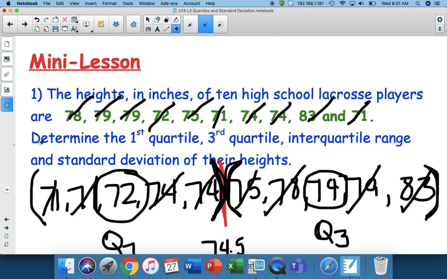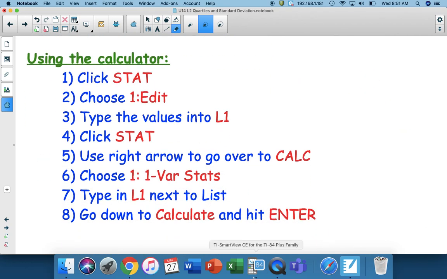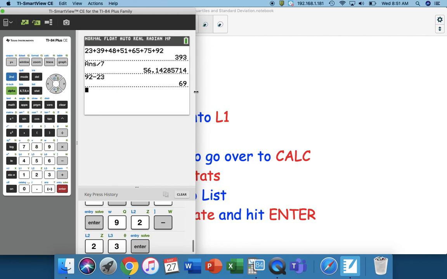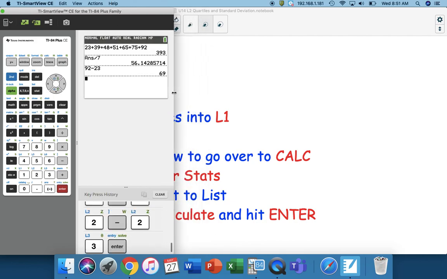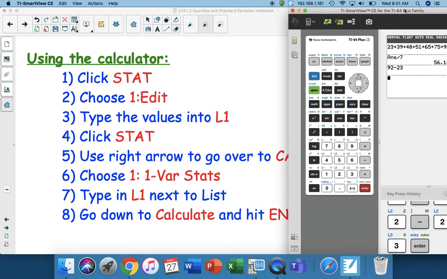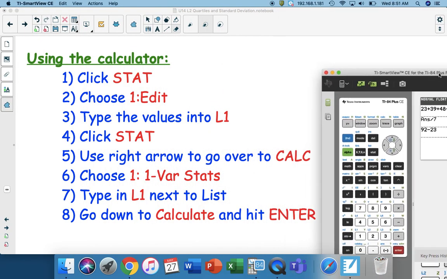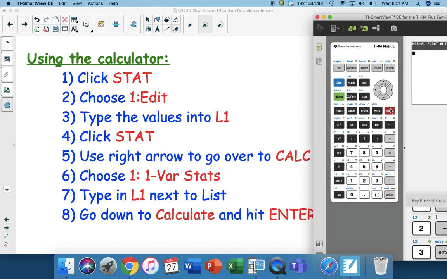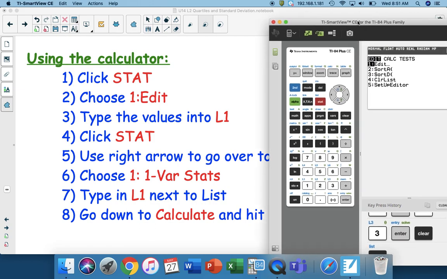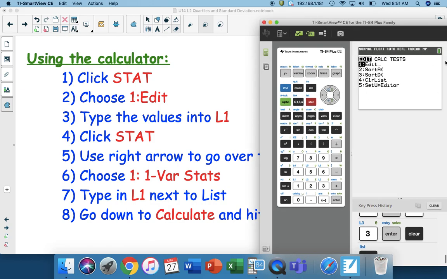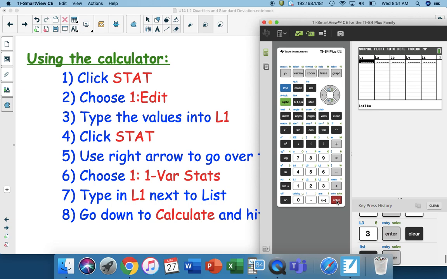Okay, so let's follow our steps here. Step 1 says to click the stat button. So our stat button's right here, right next to the left arrow. All right. So this is what you should see on your screen right now. Step 2 says choose one edit. So that's one edit. You can either press the number 1 or press enter, whichever one you want. Doesn't matter. Step 3 says type the values into L1.